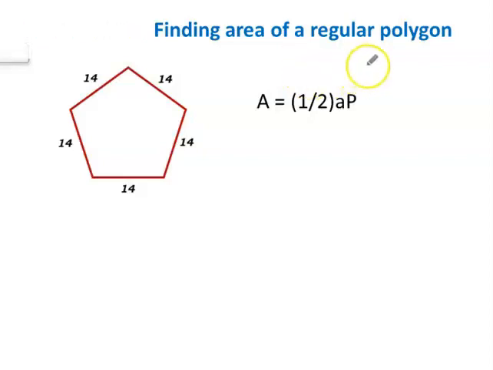Finding the area of regular polygons. So the formula for area of a regular polygon is 1/2 A times P. So let's make sure we understand what both the variables stand for. A is for the apothem, and P is for the perimeter.